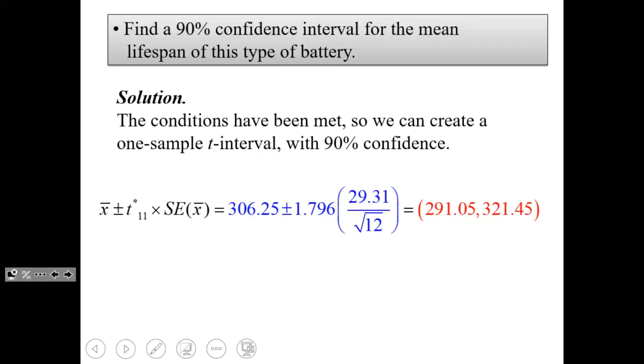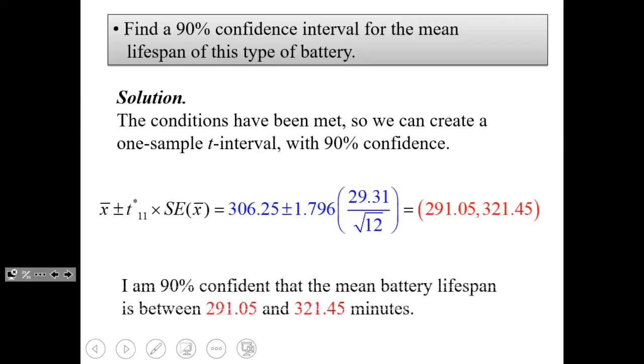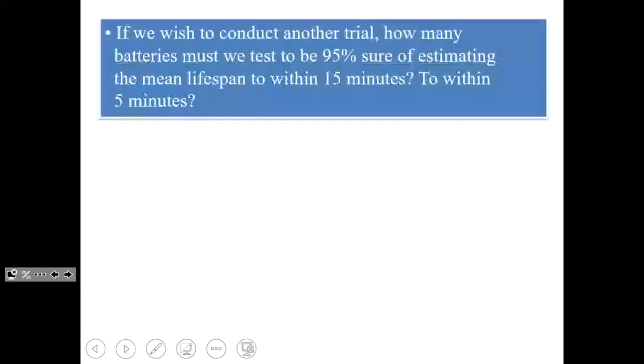For 90% confidence, that's 10% left inside the two tails. I look it up on my table for 11 degrees of freedom, I get 1.796. Multiply it by my standard error of the mean, and the interval is 291.05 to 321.45. So I have to interpret this though. I am 90% confident the mean battery lifespan is between 291.05 and 321.45 minutes. And that's it. I've done it.